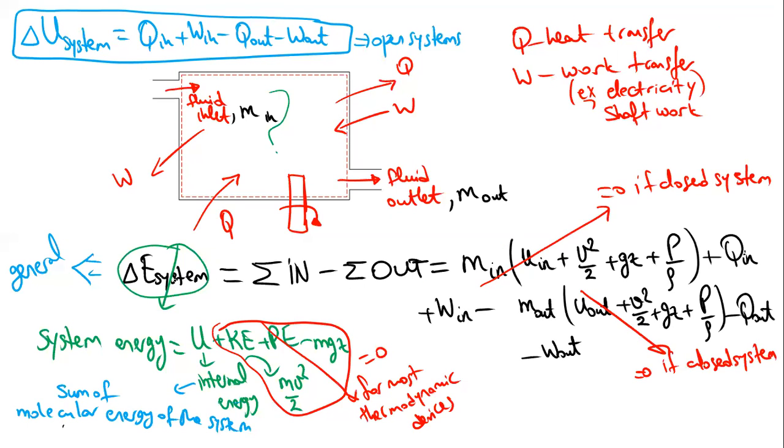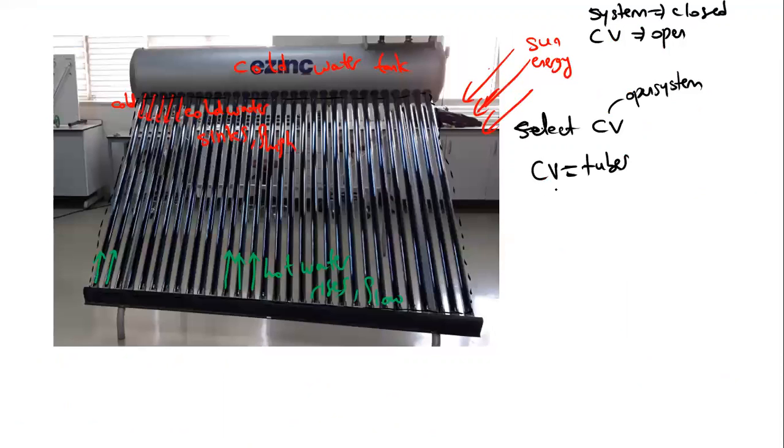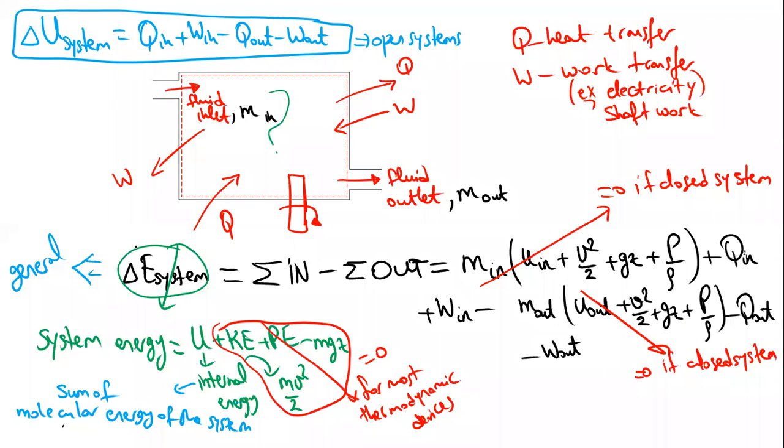I will have the change of the energy of the tubes, so delta U of the tubes. We don't consider the kinetic energy of the tubes because you can see the kinetic energy of the tubes is zero. The tubes do not move up and do not move down. They are at the same position. Also, the potential energy of the tubes is zero. Therefore, we only have this delta U tubes on the left-hand side.